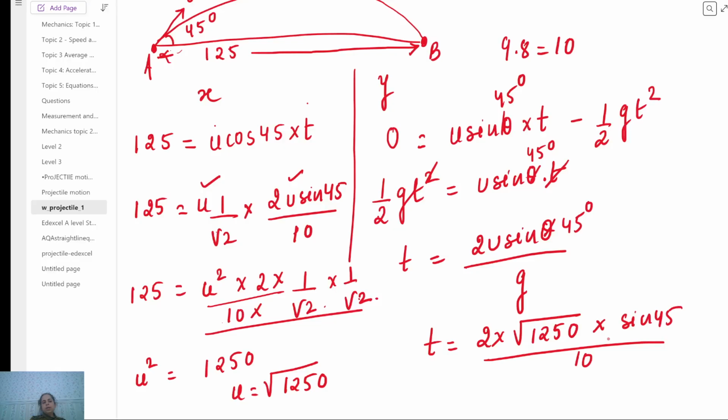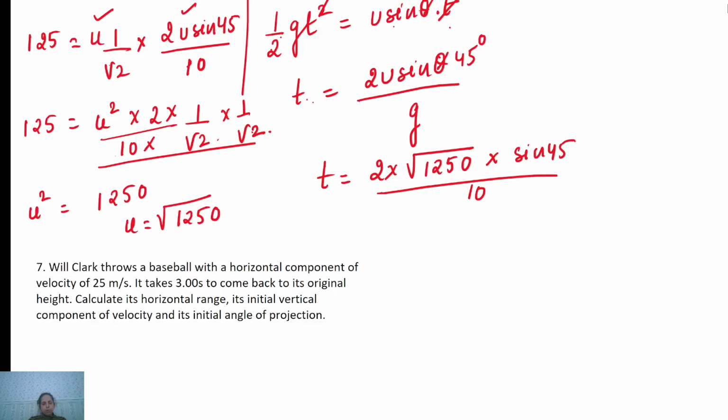Will Clark throws a baseball with a horizontal component of velocity of 25 meters per second. It takes 3 seconds to come back to its original height. So whatever height it was thrown from, it takes 3 seconds to come back to the original height. That means the entire time of flight is 3 seconds, and the horizontal component of the velocity is 25 meters per second.